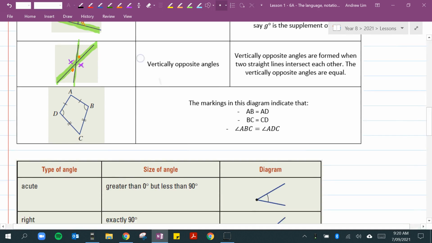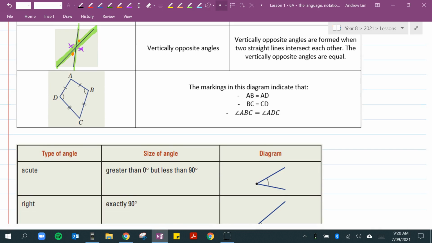Okay. Let's have a look at the markings so you understand what the markings mean. The markings in this diagram indicate that AB is equal to AD, because they both have one line going through them. We can see that BC is equal to CD because they both have two lines going through it. So we know that they are both equal in length.